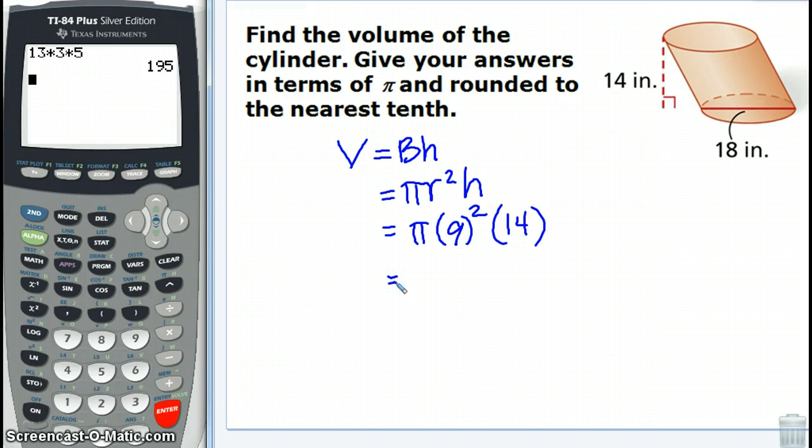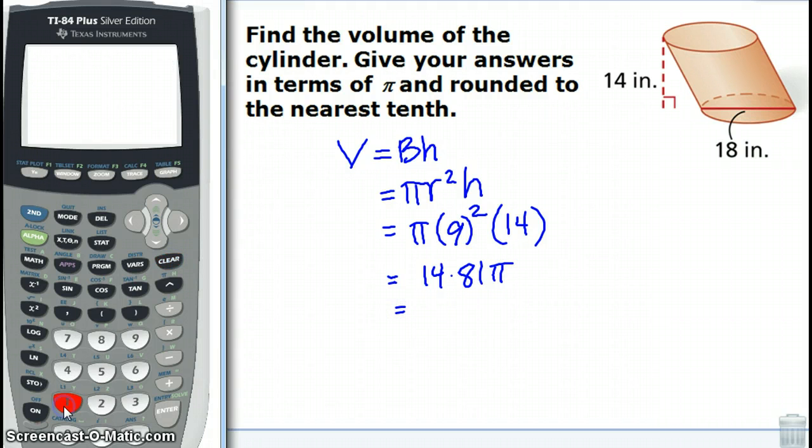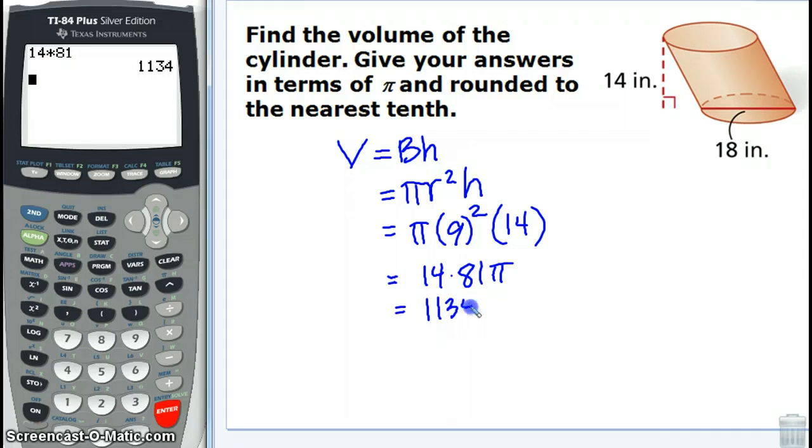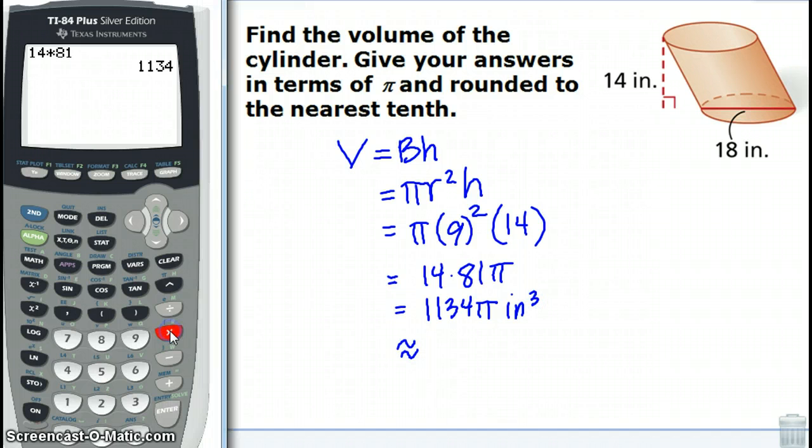So it wants us to give our answers in terms of pi and to round it off to the nearest tenth. It wants both answers. So let's go ahead and do as much of this as we can. So this is going to be 14 times 81 pi. And now on the calculator, let's go type that in. 14 times 81. And that's going to be 1,134 pi. And my units are inches cubed, or approximately times.